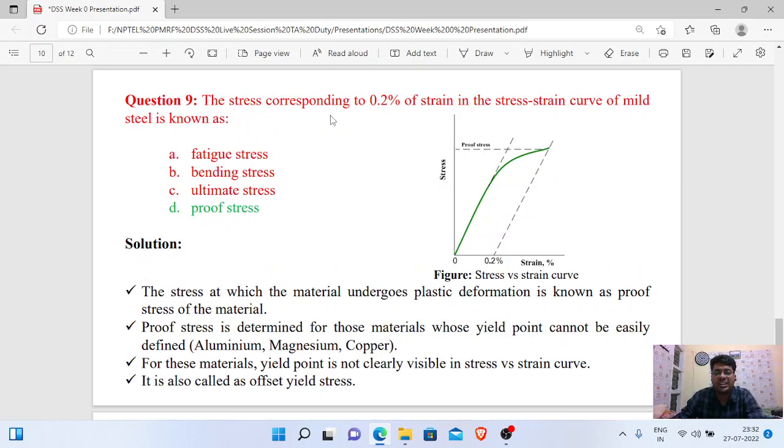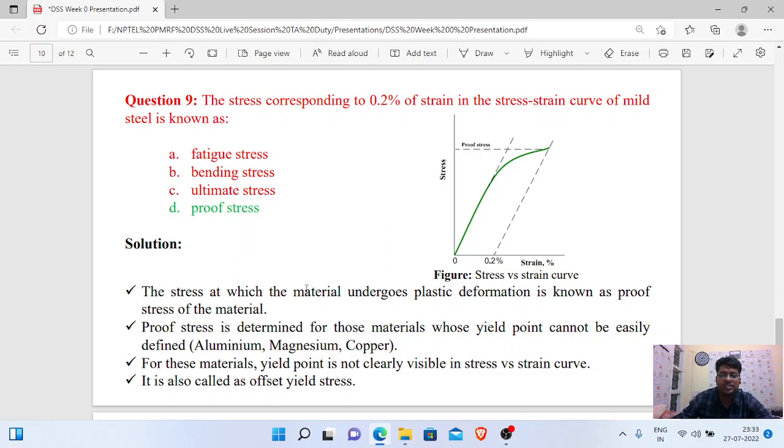Question 9. The stress corresponding to 0.2% of strain in the stress strain curve of mild steel is known as. Actually, see, in mild steel the yield point is clearly visible. So this proof stress is basically for those materials in which yield stress is not clearly visible. So I think there is one correction in this question. So let us come to the solution part.